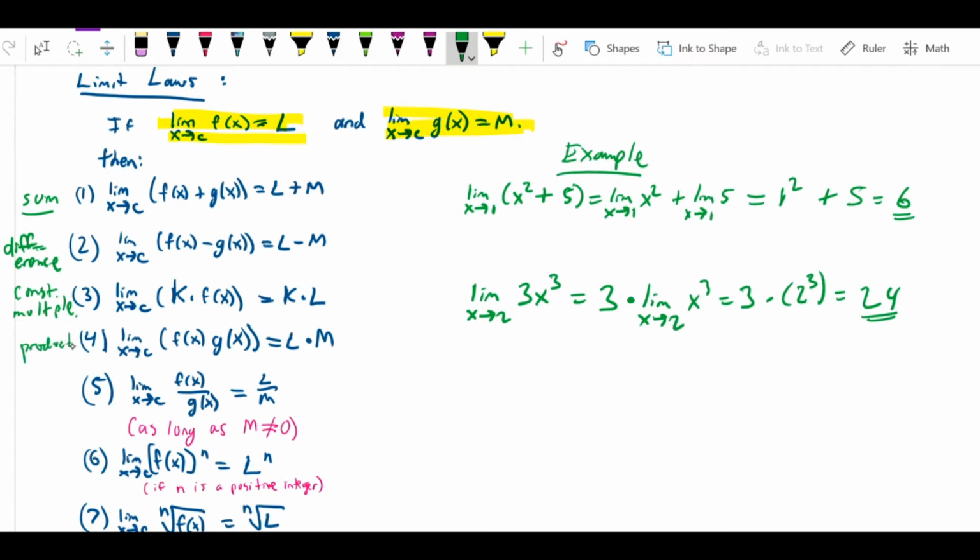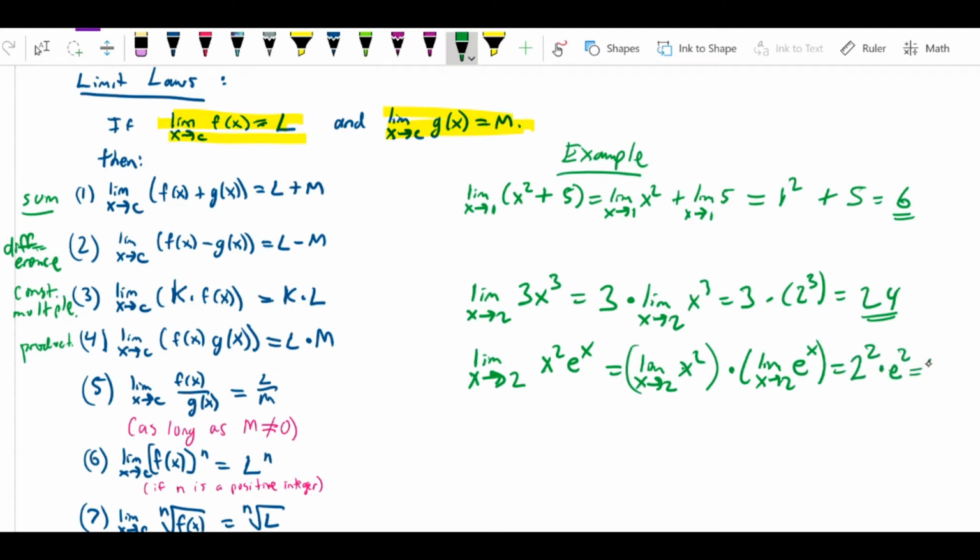Okay, next rule is the product rule. That works, again, fairly similarly. What it says, for example, is that the limit as x approaches, let's say, 2 of x squared e to the x is going to equal the limit as x approaches 2 of x squared times the limit as x approaches 2 of e to the x. Now recall again that these are both limits that can be evaluated by substitution, so this is just going to equal 2 squared times e to the 2, so that's going to be 4e squared.